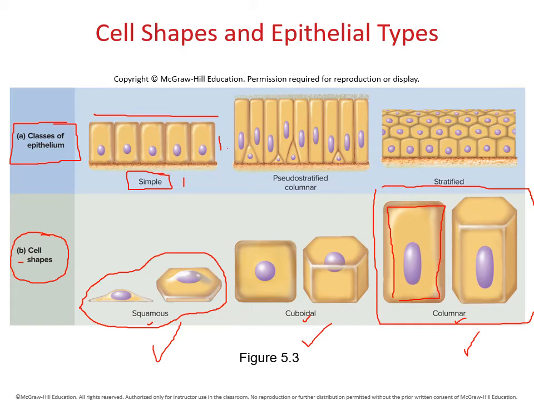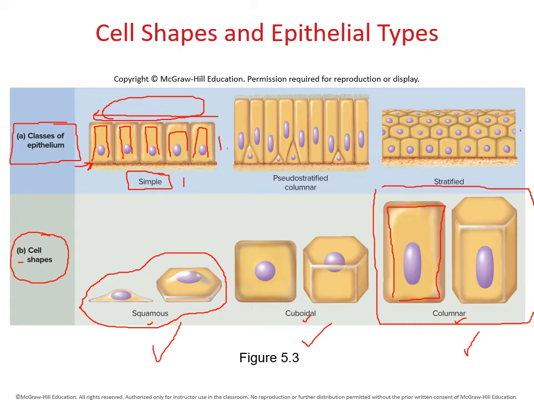all in one layer. Now, notice how the cells are columnar in shape. Notice how one part of the cell is interacting with the bottom part. This is your basement membrane. And notice how one part of the cell is exposed to an external surface, the environment. That's the apical surface.